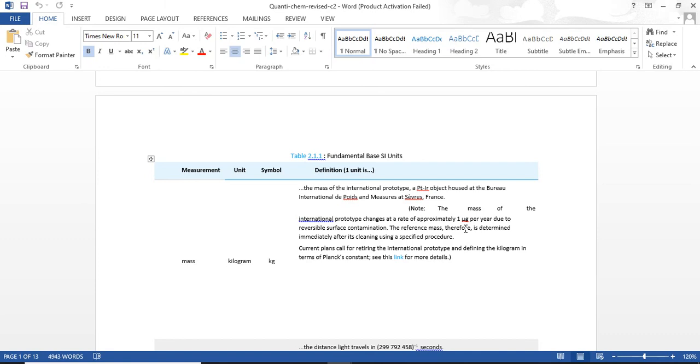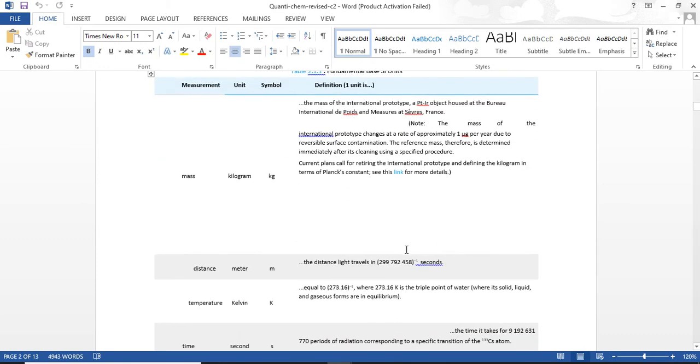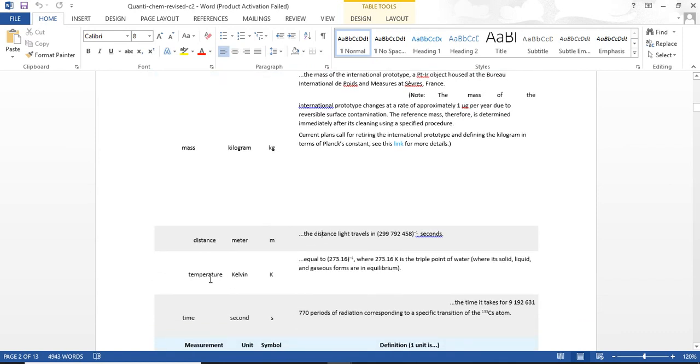You have here distance. Kaya you have here sa aton nga distance, ang importante na lang you have distance, your meter, and also yung symbol. Then you have here for your temperature. Temperature is in Kelvin, and yung symbol is K.